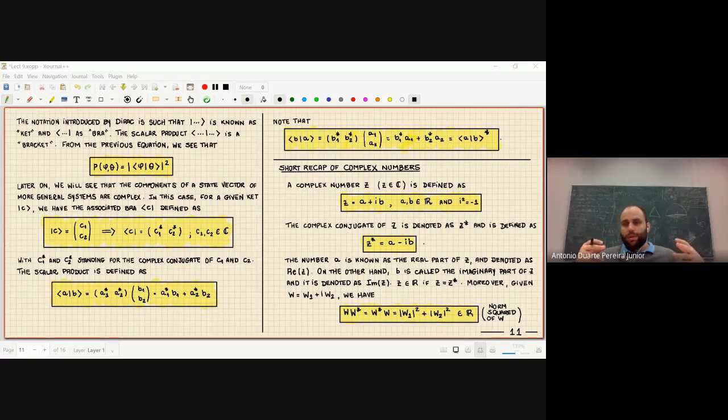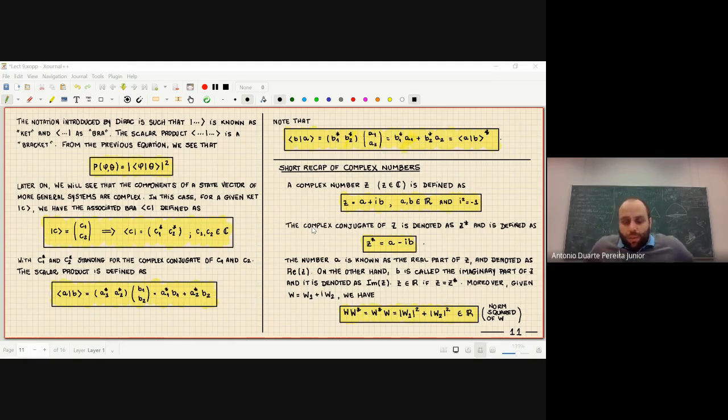So sometimes you describe a system with a given state vector, which is a ket, but we're going to need to compute the bra associated with this ket. But I think this will become clear soon, why you need to have these two quantities.